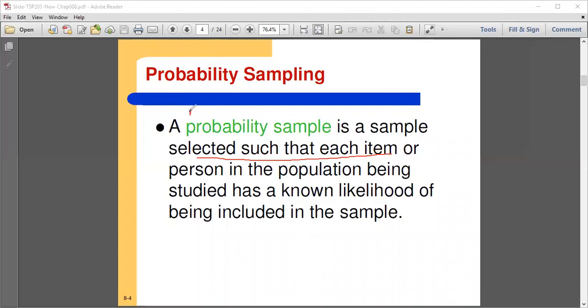So probability sampling basically is, if you can remember in the binomial probability distribution, we are doing a trial for a dice. If we roll a dice, we will get 6 possible outcomes, but we know very well that each outcome has an equal chance to occur. So this is probability sampling.